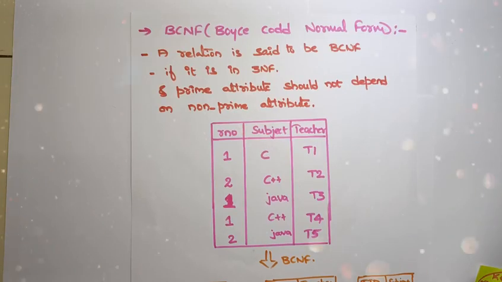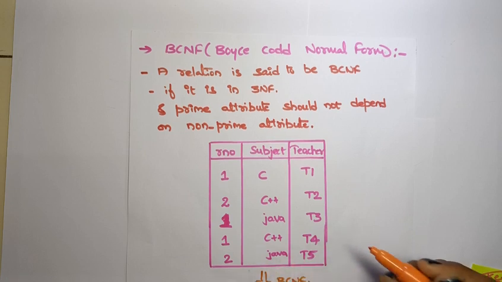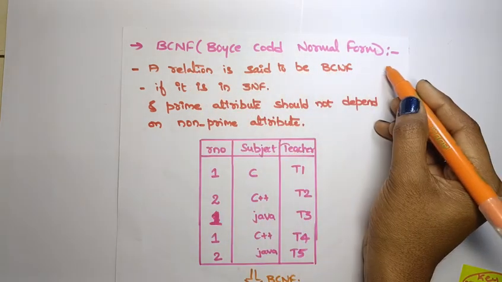We will see BCNF. Already I explained normalization and normal forms 1NF, 2NF, 3NF. If you did not watch, please watch that video so that you can understand this BCNF. Link will be provided in the description. So here, BCNF, Boyce-Codd Normal Form.